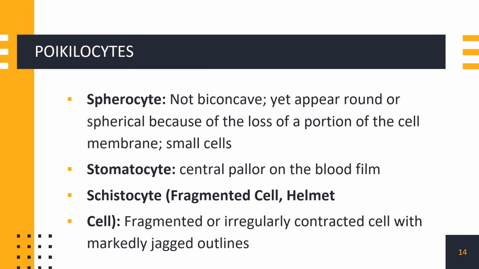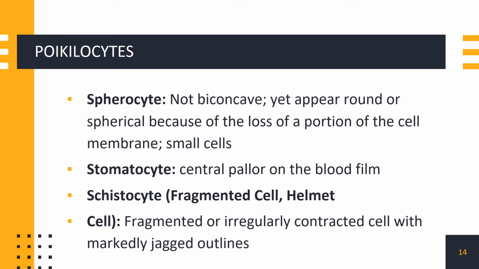Spherocytes are RBCs that are not biconcave. They appear as round or spherical because of the loss of a portion of the cell membrane. And spherocytes are small cells when they are seen in the peripheral blood smear. Stomatocytes are RBCs having a central pallor on the blood film.